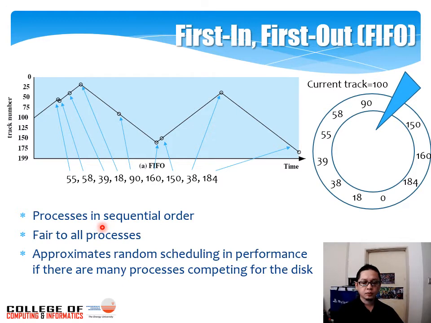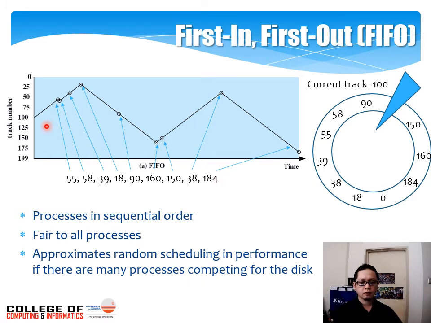It is fair to all processes because it goes by the order in which requests come in. Whatever request comes in, it will treat that request first. So if the request comes for 55 first, we will search for track number 55 first, followed by the second request, third request, and so on. This is viewed as a very fair process. It approximates random scheduling in performance, and if there are many processes competing for the disk, it will just do whatever came first and then process accordingly to the request order.